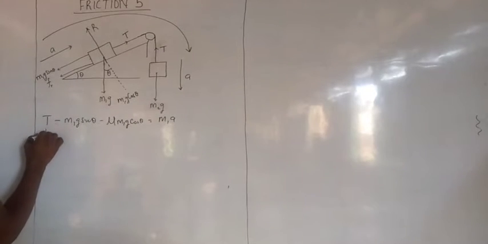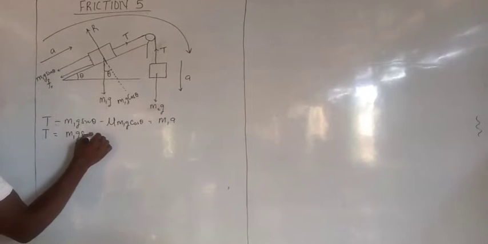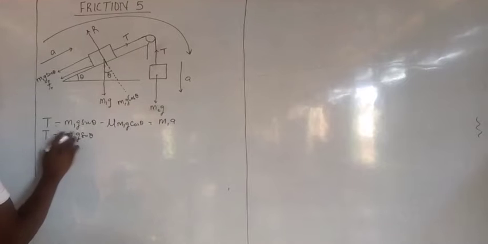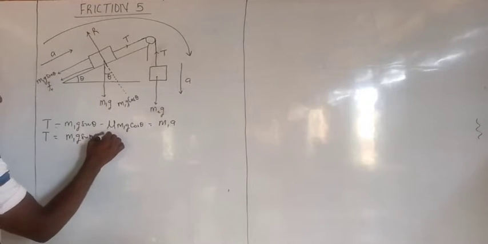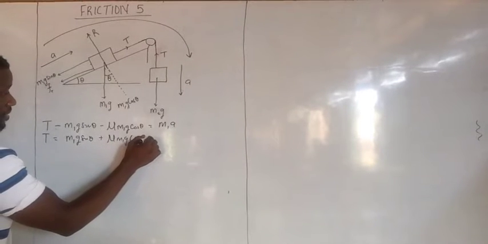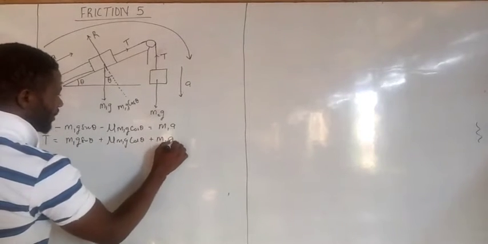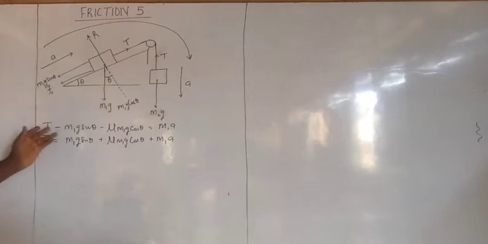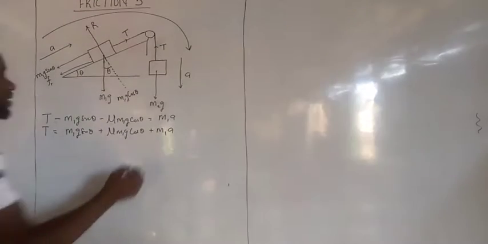So from here now, T is equal to M1G sin theta plus mu M1G cos theta plus M1A. Minus will come here to become plus, and this is already plus. So I will call this equation 1.